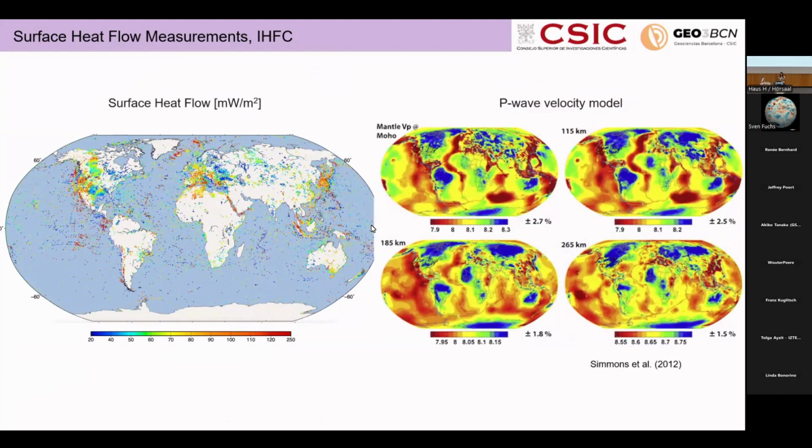This correlation is not just seen at the surface, you can also see it at depth. For example, here is a global P-wave velocity model. You can already see in the mantle a correlation with surface heat flow: higher surface heat flow in places related to slow velocities. Well, we can say that there is a correlation.